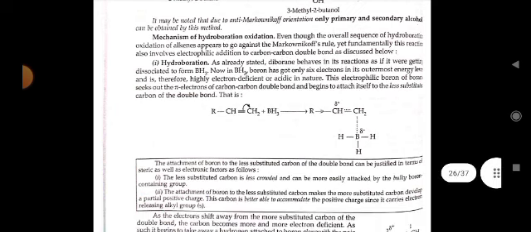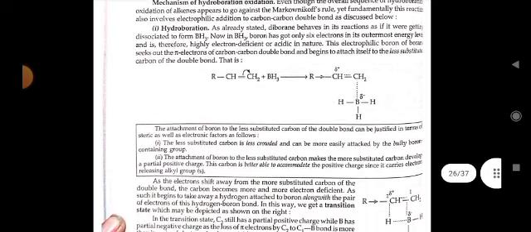Even though the overall sequence of hydroboration-oxidation of alkenes appears to go against the Markovnikov rule, yet fundamentally this reaction also involves electrophilic addition to the carbon-carbon double bond, as discussed below. Hydroboration: as already stated, diborane behaves in its reactions as if it were dissociating to form BH3. Now in BH3, boron has only 6 electrons in its outermost energy level and is therefore highly electron deficient, or acidic in nature. This electrophilic boron of borane seeks out the pi electrons of the carbon-carbon double bond and begins to attach itself to the less substituted carbon of the double bond.